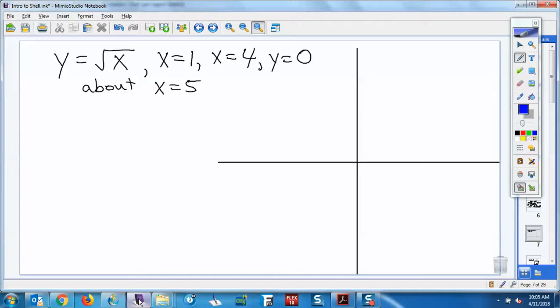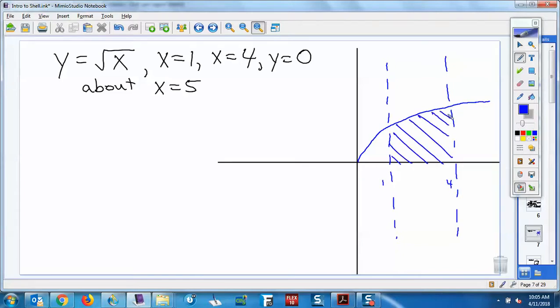I wouldn't put this under shell method. We're going to get to the formula for the new method here in a minute. But here would be square root of x, right? Your sideways problem. So let's do this problem together. Okay. So you've got square root of x, bounded by x equals 1, which would be right here, x equals 4, which would be over here. So we'd be looking at this region right here. And we're going to revolve that around x equals 5.